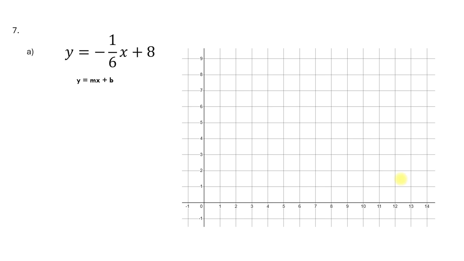Question 7, y equals -1/6x plus 8. Our y-intercept, or b value, is 8, which we'll plot. And our slope is -1/6. So for every 6 units that we head across the x-axis, we'll go down 1 unit.